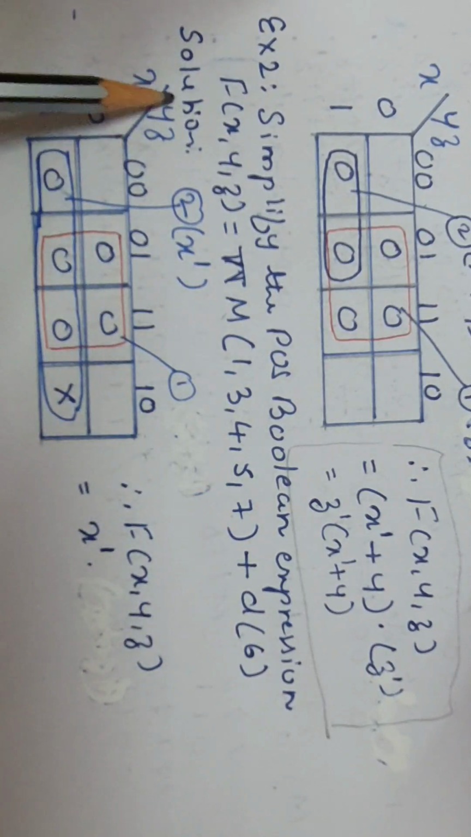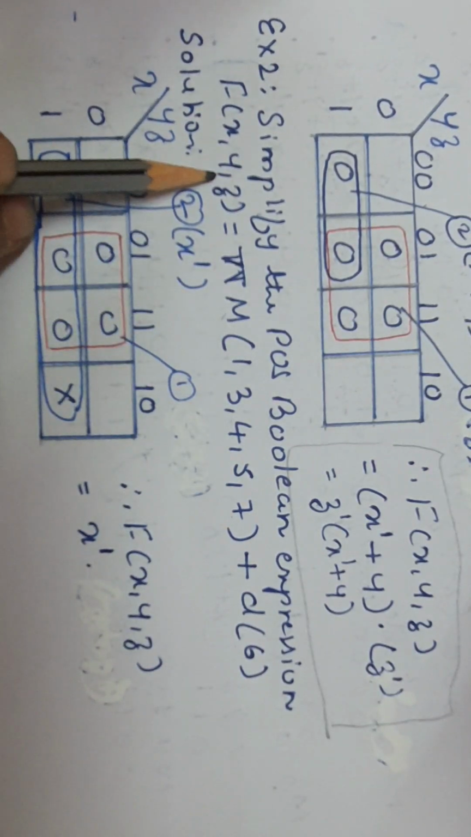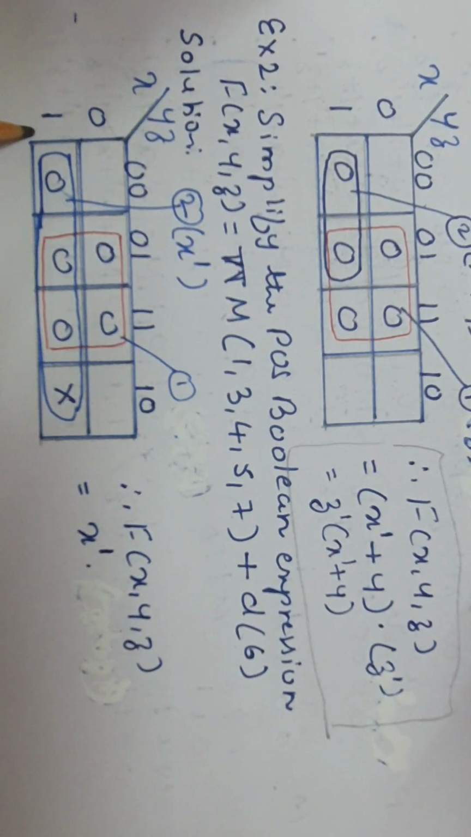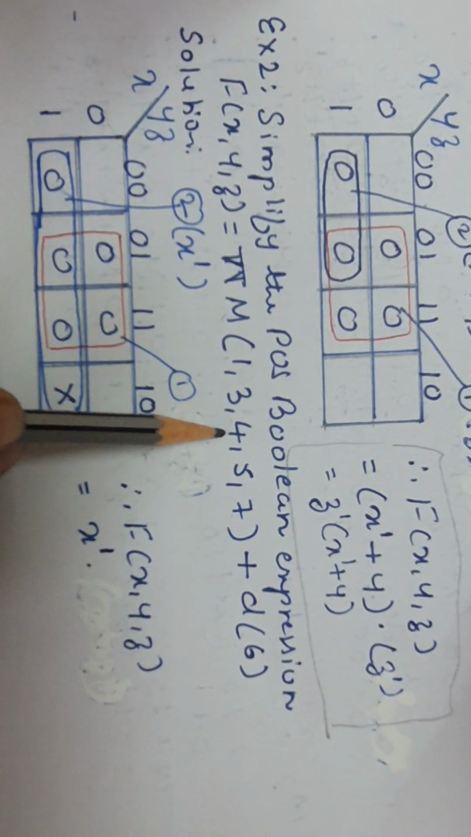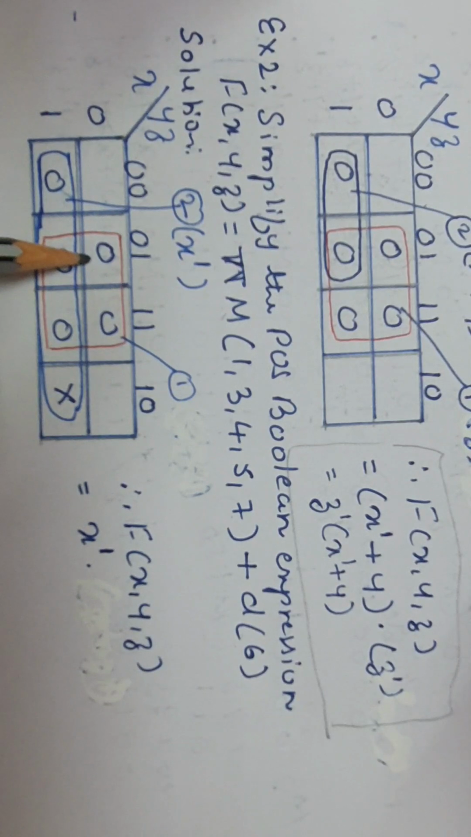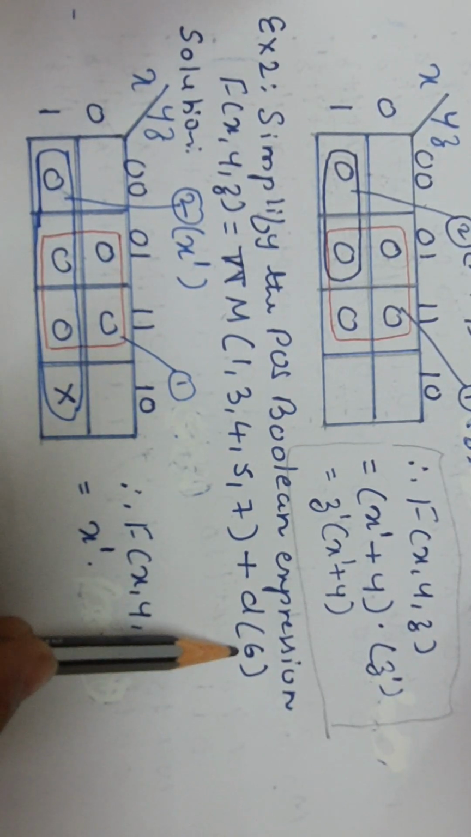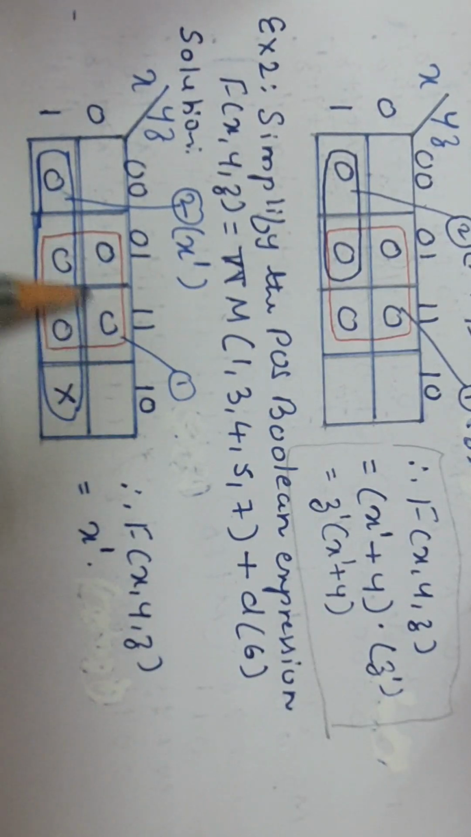Okay. So solution. So now 3 variables means 2 raised to 3, 8 squares will have to be drawn in the kmap. Then whichever max terms are there, in those places zeros are filled here. Plus 6. So 0, 1, 2, 3, 4, 5. This is the 6th place. So there the don't care condition is there. We put a cross. So filling is over. Next grouping must be done. So an octet is not possible.